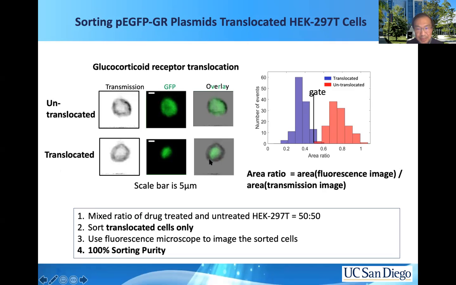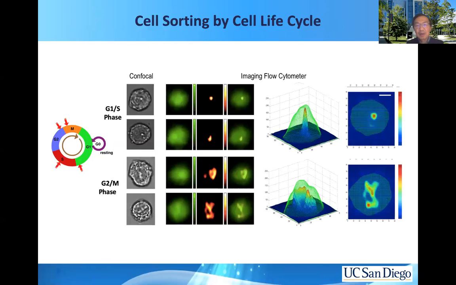And experimental results show that initially we have a 50-50 mix with and without drug treatment. After sorting, we can obtain 100% purity, isolating 100% of cells that are responsive to the drug treatment based on the protein localization. We could also look into the cell cycles within the particular tissue area.